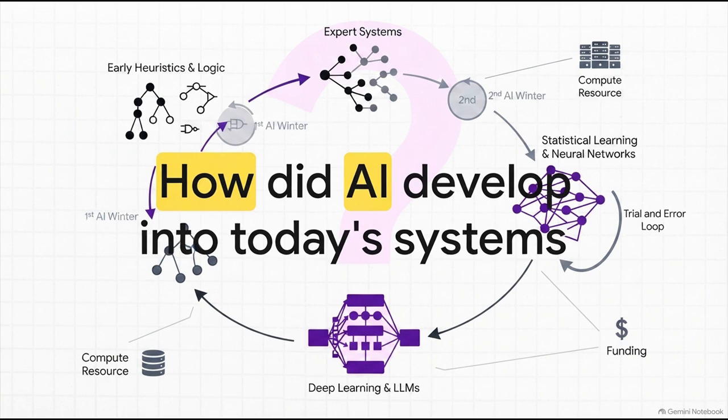So, here's the essential question we really need to answer. How did artificial intelligence actually develop into today's massive collection of methods, algorithms, and systems? Because, spoiler alert, it wasn't magic, and it definitely didn't happen overnight. It was a rigorous, often super messy process of trial and error, driven by some very real-world constraints.